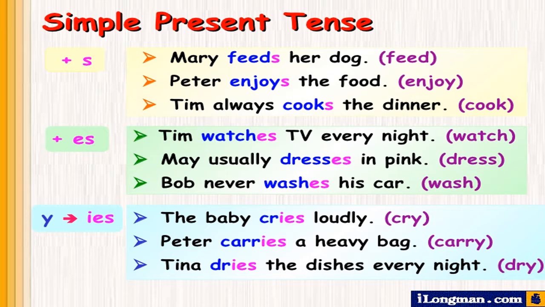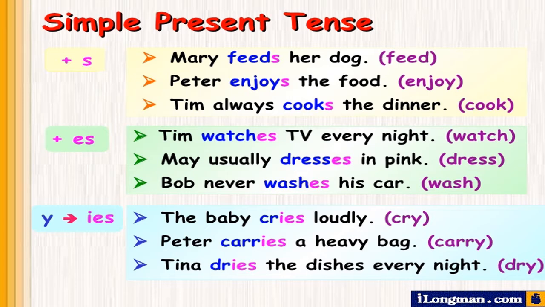Number 2, May usually dresses in pink. The main verb here is dress. Dress ends with double S. So I have to put ES at the end of this verb. So May usually dresses in pink. And also we have here the guiding word usually. So I'm sure that I am in present simple tense.